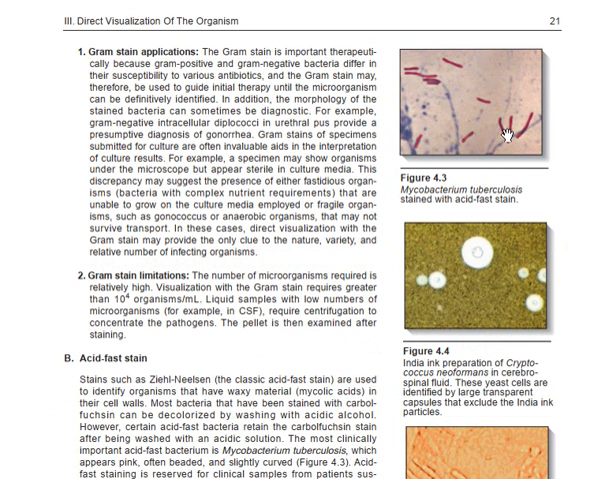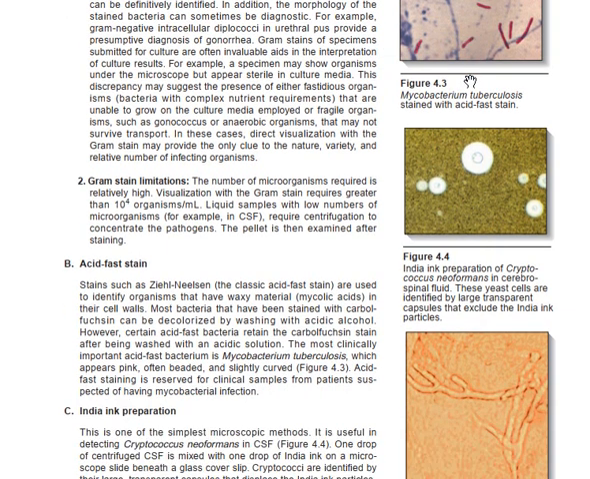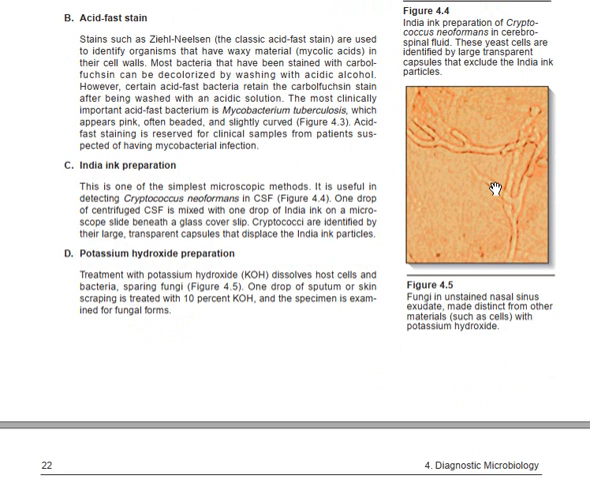This is another staining method. If it's not gram stain, it can be acid-fast stain, which is going to stain Mycobacterium tuberculosis. And for acid-fast stain, the stain that is mainly used is the Ziehl-Neelsen stain. Now here is the India ink preparation for Cryptococcus neoformans in cerebrospinal fluid. These yeast cells are identified by a large transparent capsule that excludes the India ink particles.